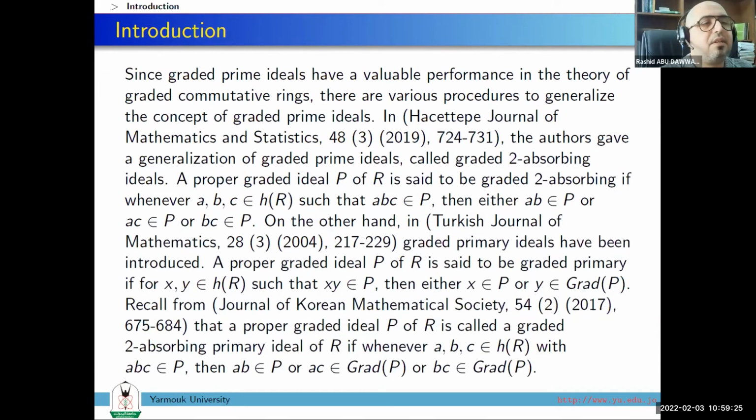The graded prime ideals have valuable performance in graded commutative rings. There are various procedures to generalize this concept. In fact, in a journal of mathematics in 2019, we gave a generalization of graded prime ideals called graded 2-absorbing. The definition is: a proper graded ideal P of R is graded 2-absorbing whenever a, b, c belong to h(R) such that abc belongs to P, then either ab belongs to P or ac or bc. So you absorb two elements.